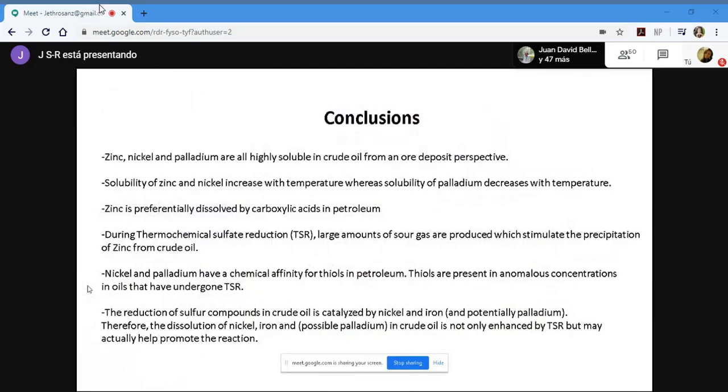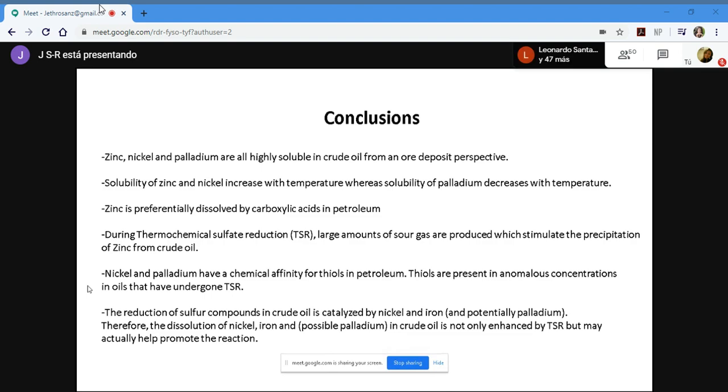So, in conclusion, zinc, nickel, and palladium are all highly soluble in crude oil from an ore deposit perspective. The solubility of zinc and nickel increases with temperature, but the solubility of palladium decreases. Zinc is preferably dissolved by petroleum that is very acidic, that is to say, petroleum that is very enriched in carboxylic acids.